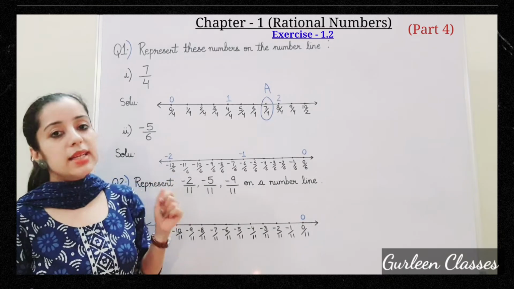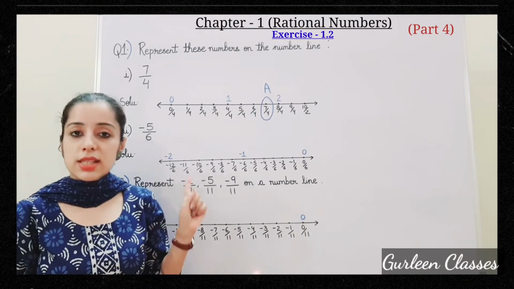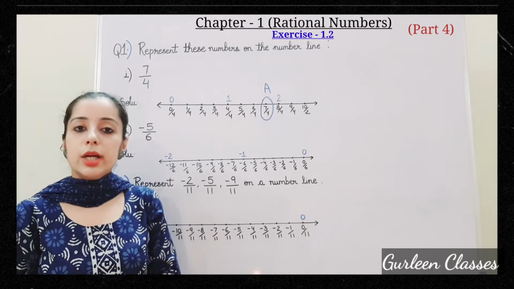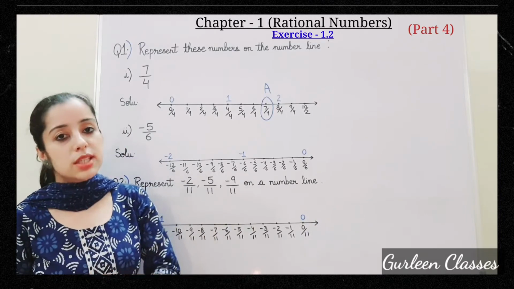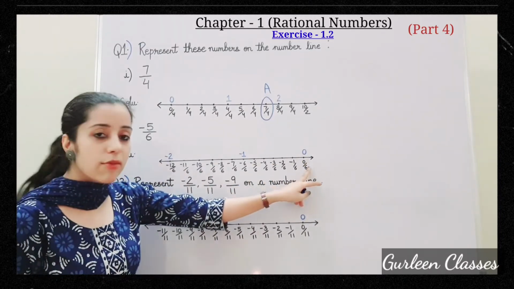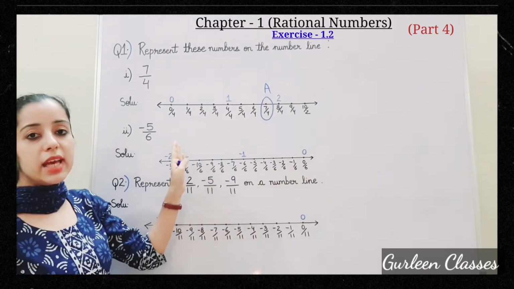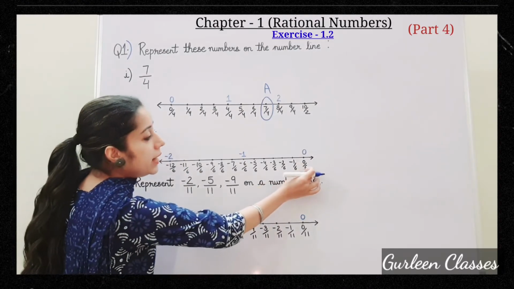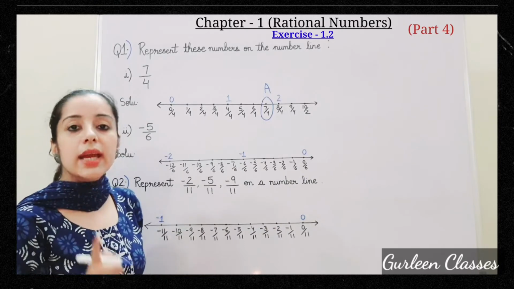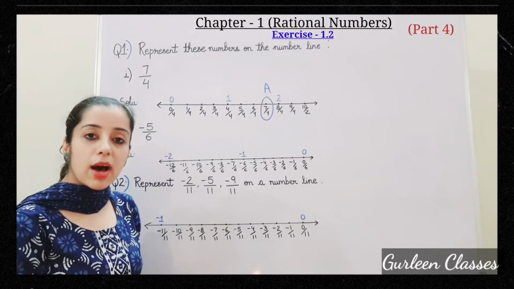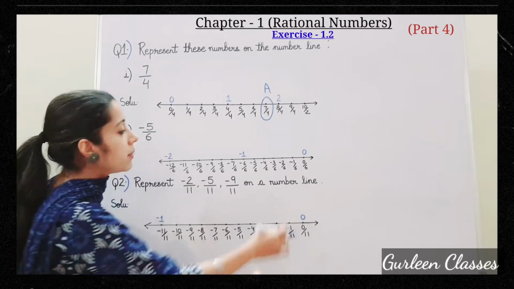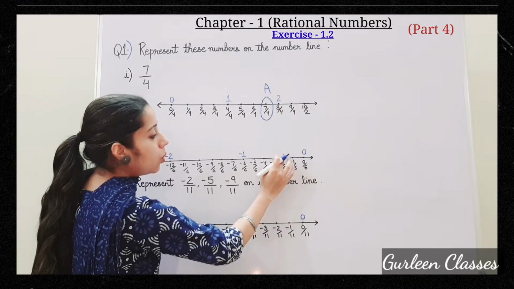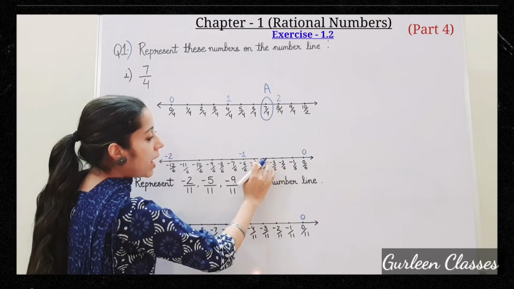Next part, minus 5 upon 6. So this is a negative rational number. It will lie on the left side from the 0. So here you can see I have drawn 0. On the left side there will be all negative rational numbers. So here 0, and the denominator is 6. It means that you will divide that into 6 parts. So here 1, 2, 3, 4, 5, 6.